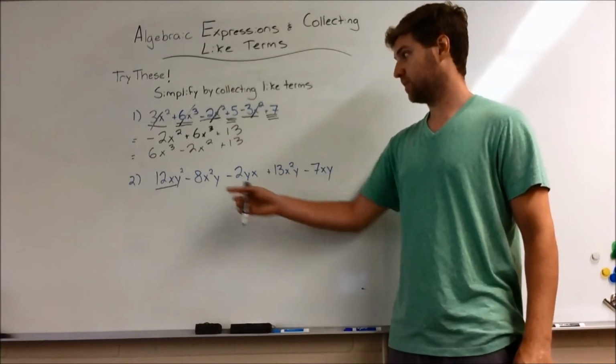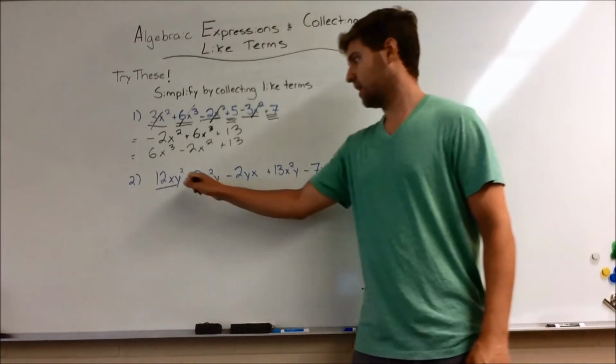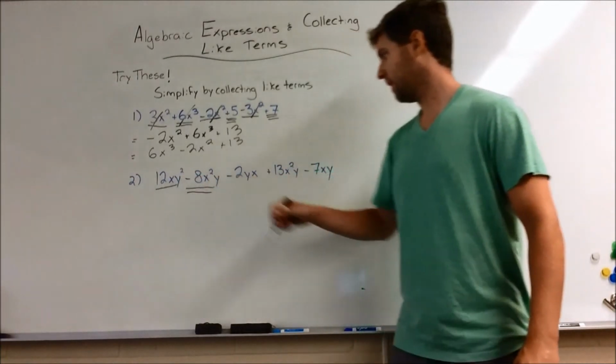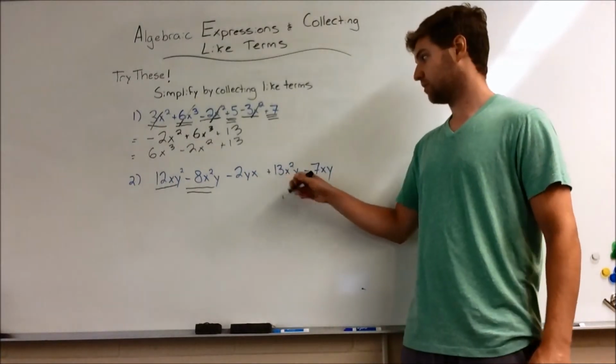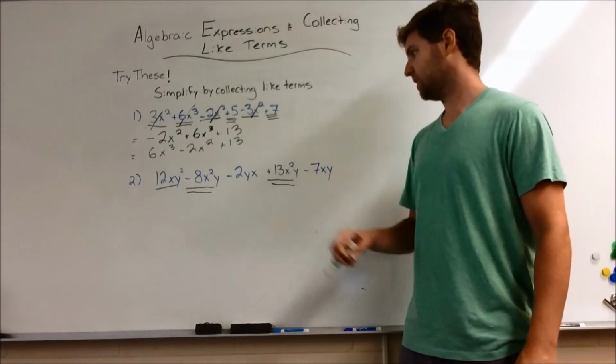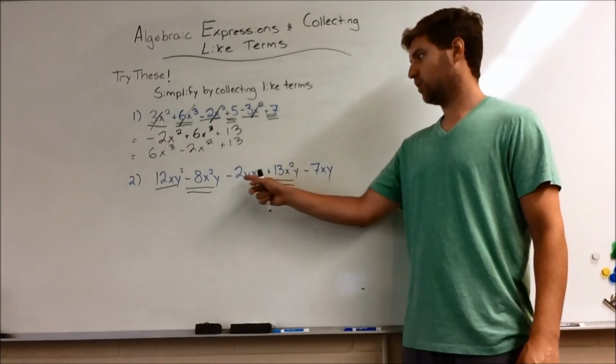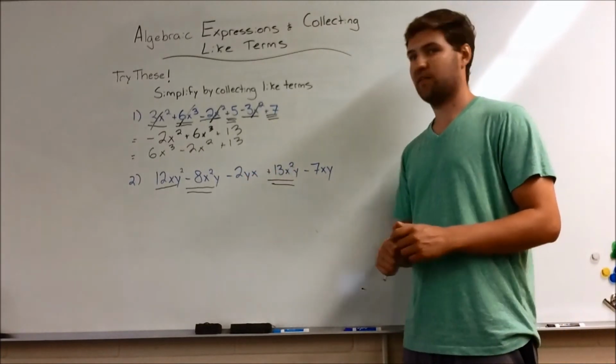Same over here. We move along. Negative 8x squared y. Do we have any other x squared y terms? Right here. Positive 13. And finally, we have negative 2yx and negative 7xy.